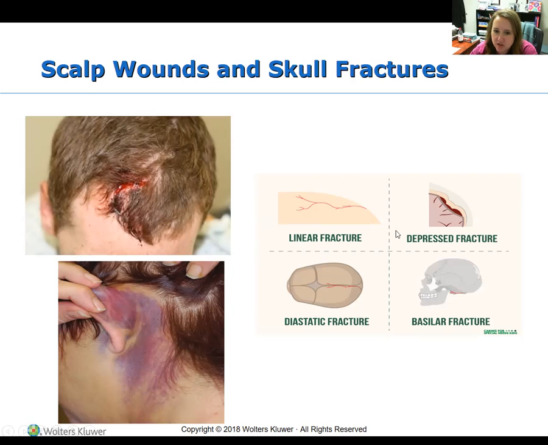There are different types of skull fractures here. There's a linear fracture and a depressed fracture. This goes across, and this is a depression of a portion of the skull. And then we have a basilar fracture, which is actually at the base of the skull. A sign of a basilar fracture is this right here, and this is called a Battle sign. This is bruising over the mastoid area, and that results from that fracture at the base of the skull.